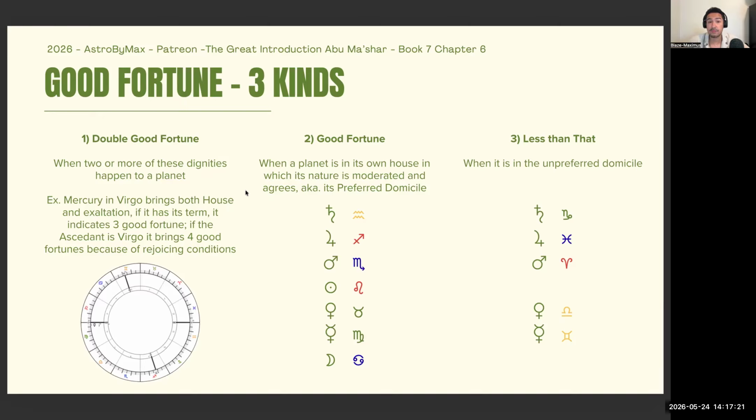The second condition of good fortune here, just good fortune alone, is when planets are in their own house, where their nature is moderated and it agrees with it, which is known as its preferred domicile. So Saturn's preferred domicile, because Saturn is cold and dry, is in hot and wet Aquarius, which tempers and balances it. Jupiter is hot primarily, and so its preferred domicile is in hot Sag. Mars is hot and dry, and so it is tempered in cold and wet Scorpio.